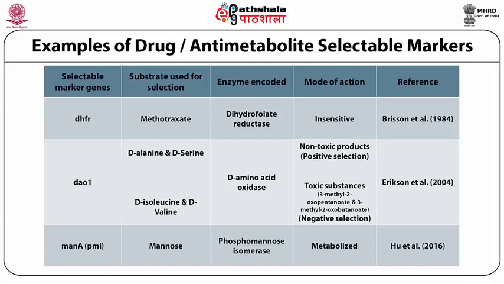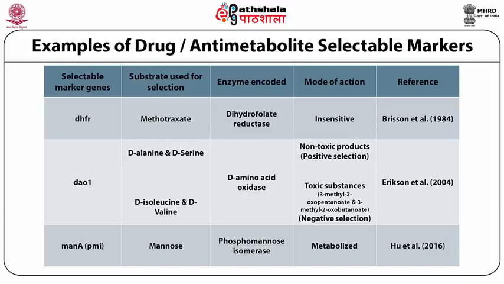Another is the DAO1 gene. This gene codes for D-amino acid oxidase, and expression of this enzyme can convert D-alanine and D-serine, which are toxic to plant cells, into non-toxic substrates. In the presence of D-alanine and D-serine, when this enzyme acts, the plants can grow. This is a sort of positive selection like the earlier ones.